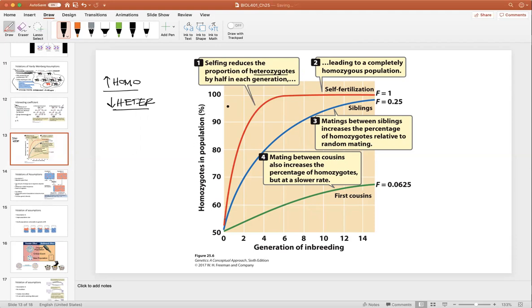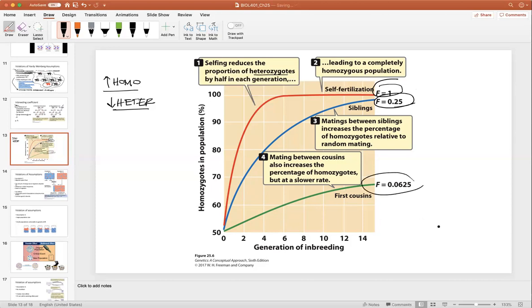So for example, in plants where they're self-fertilizing all the time, or maybe asexual reproduction, or maybe a sponge that self-fertilizes or something like that, because there's a lot of inbreeding, you very quickly diminish the proportion of heterozygotes. And self-fertilization actually has an inbreeding coefficient of 1, okay? Siblings, you can see that it's a little bit slower. Their inbreeding coefficient is 0.25, first cousins, et cetera, et cetera.